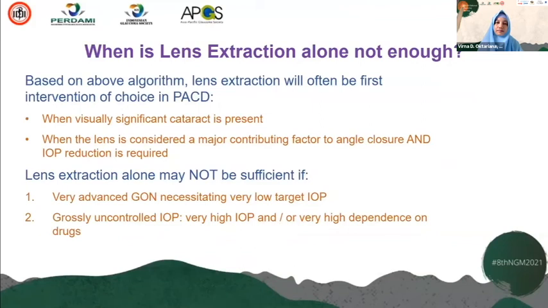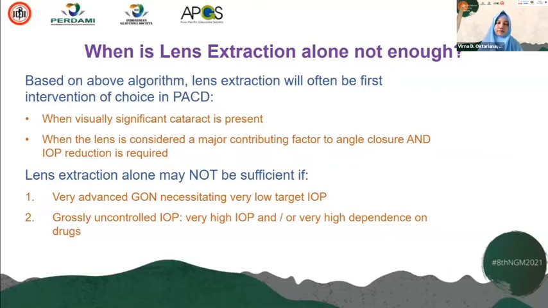Now, based on the above algorithm and clinical data, I think it is quite clear nowadays that lens extraction will often be the first intervention of choice in primary angle closure disease. But when is lens extraction alone not enough? I think there are at least two situations when lens extraction alone may not be sufficient.